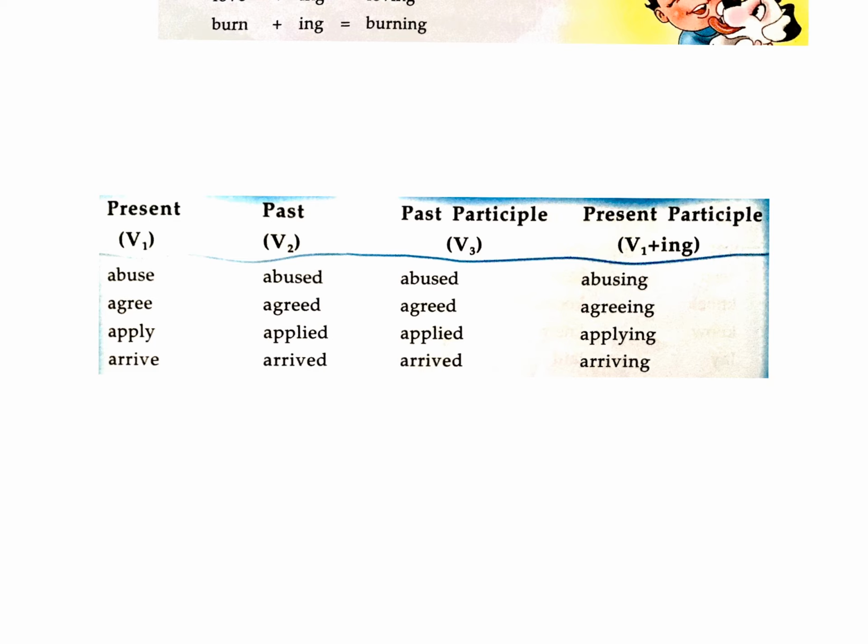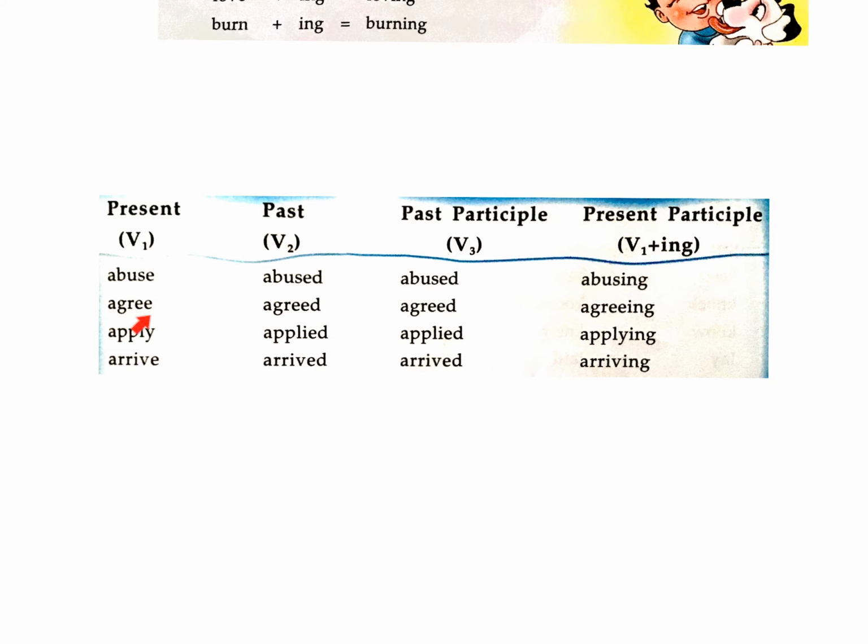Here are some examples to make you understand about verb 1, verb 2, verb 3, verb 1 plus ing. That is present, past, past participle, present participle. Let us learn some new ones. Abuse. In the present form, it will be abuse. In the past, it will become abused. Past participle, it will become abused. And in present participle, abusing.